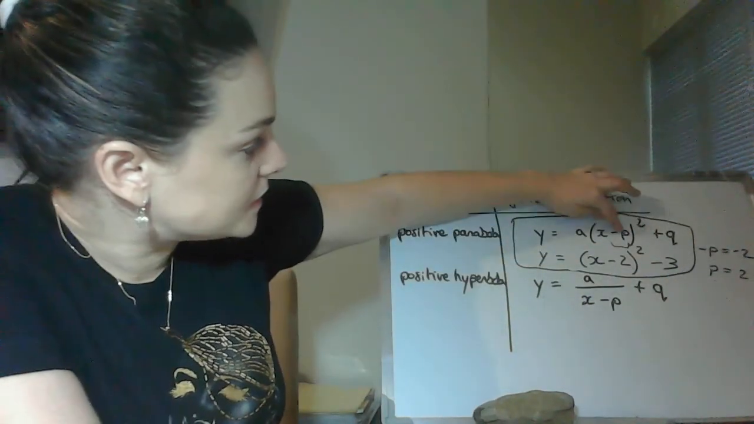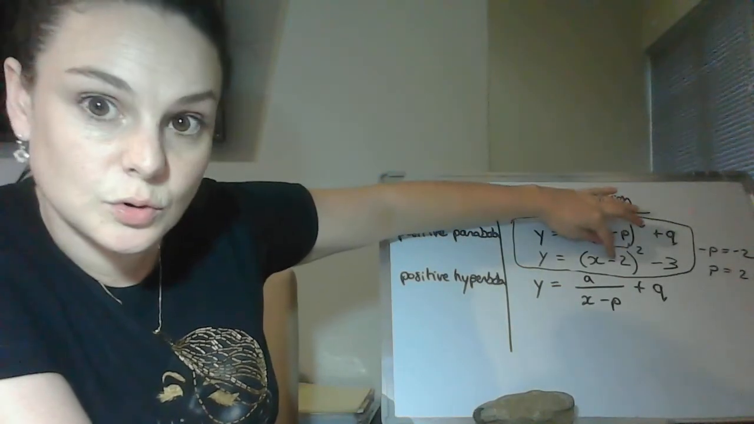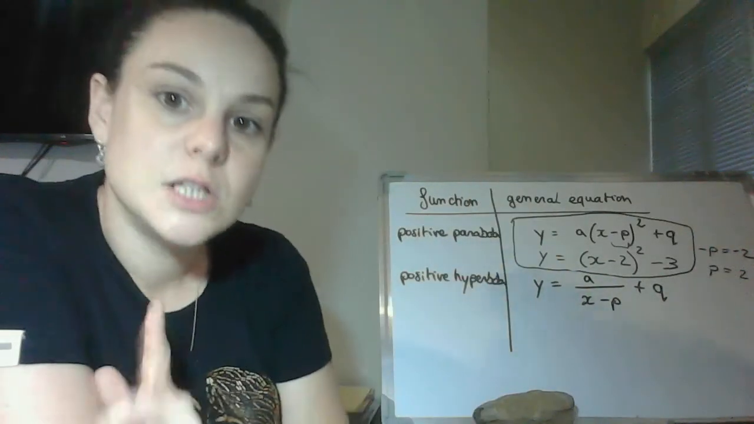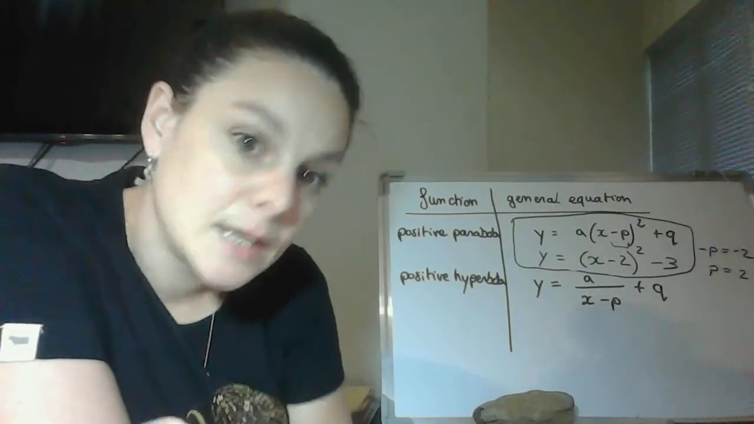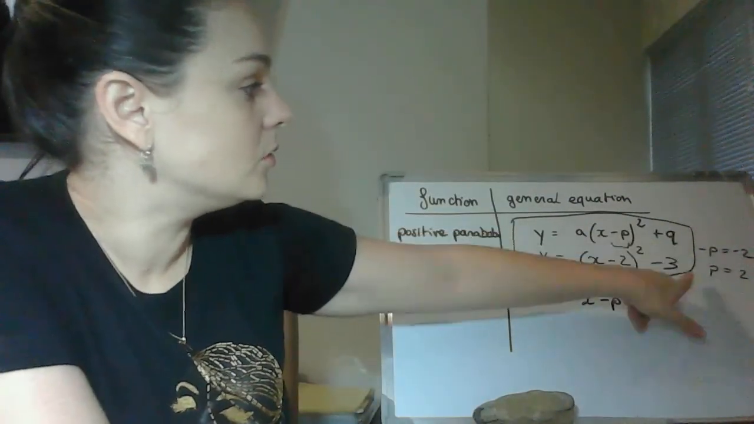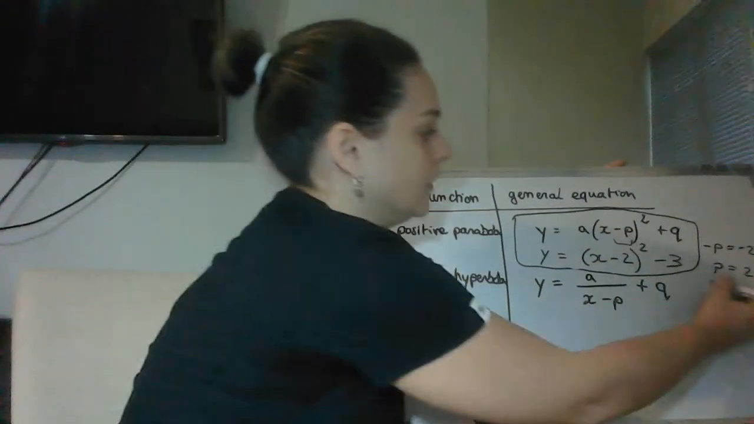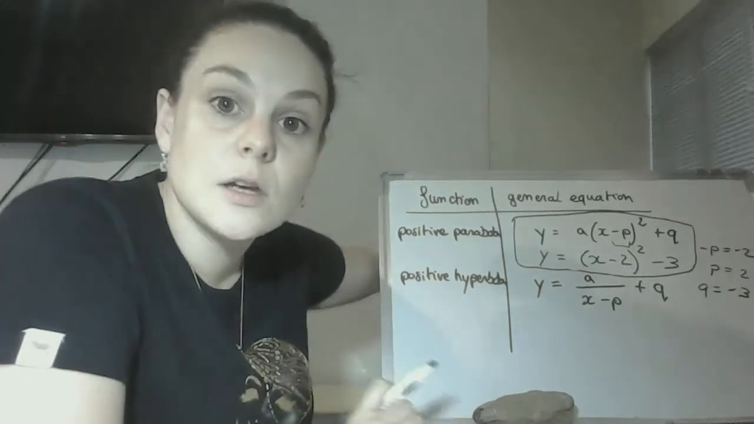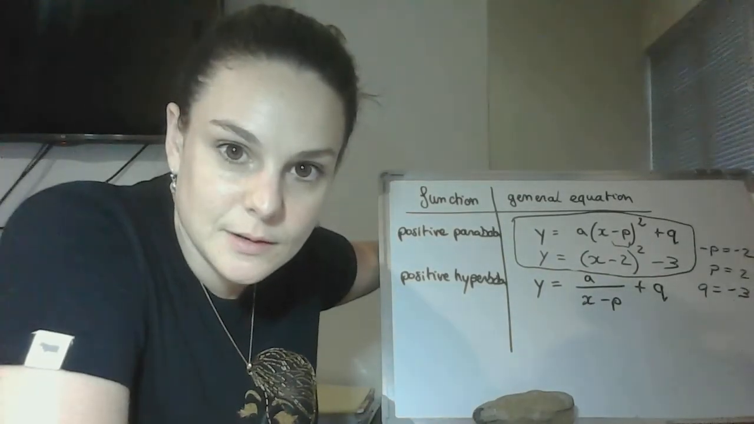So for the p, it's the same. That minus p is the minus 2. It's going to be p equals 2. Shift 2 units to the right. And for the q it is minus 3. So that gives us a q equals minus 3. That shifts 3 units down.